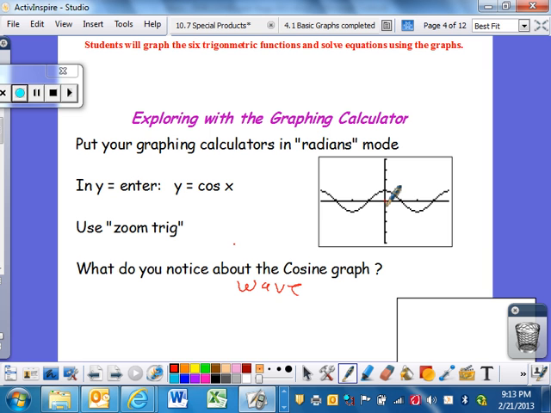So what's cosine of 0? It's going to be 1. So we're going to be starting at 1. So our range is still going to be between -1 and 1, as we can see on our graph.